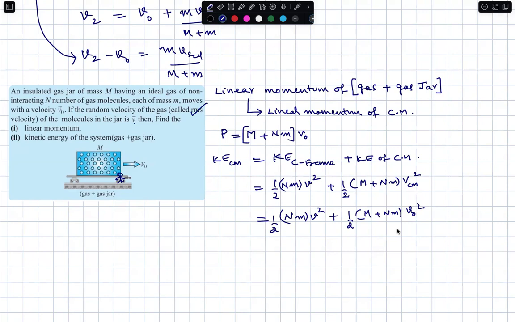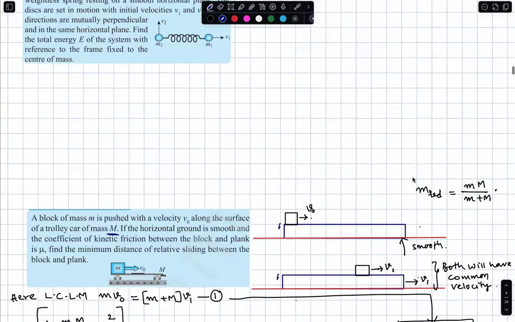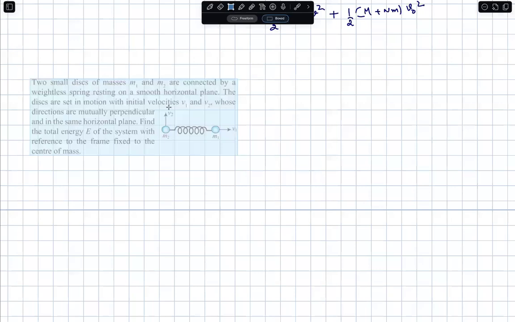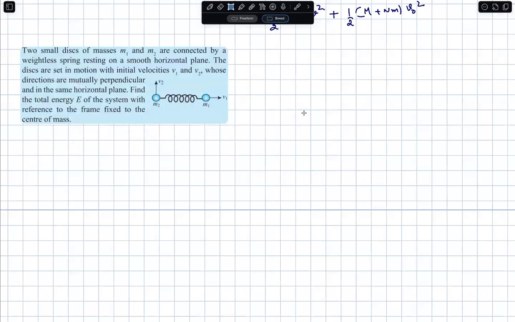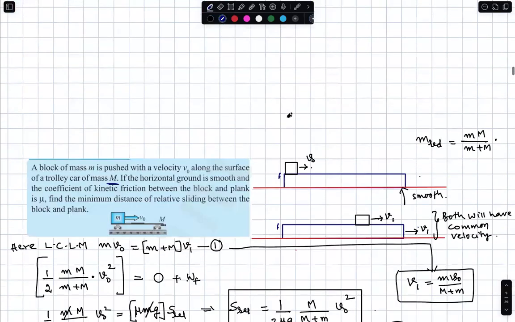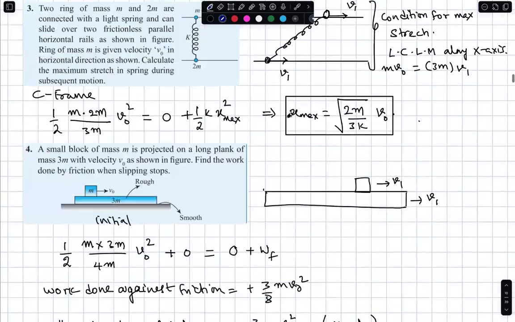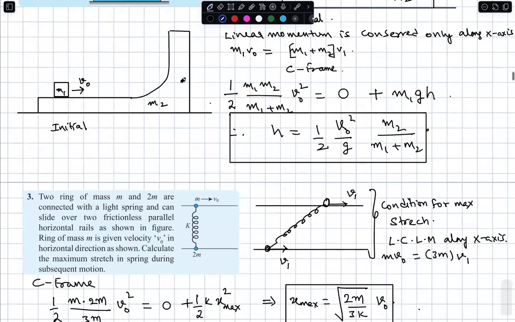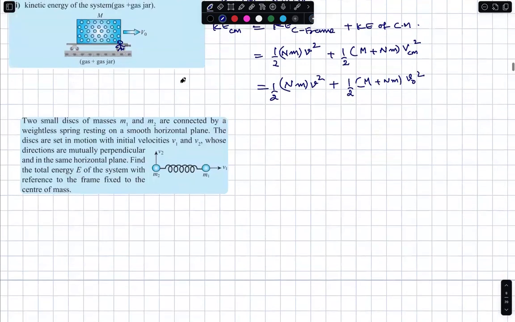Yes, sir. One more question is left. Please go through it. Already we have done it, but still, okay, fine. No issues. This is our question. What is the difference between this question and the question which I discussed earlier? No different methodology is required. Same methodology.